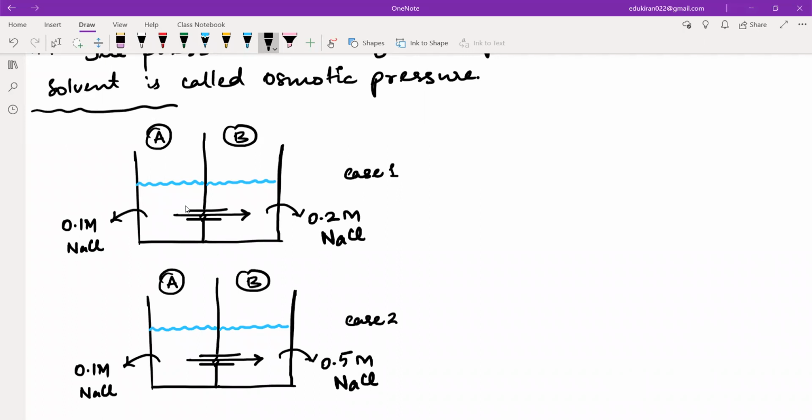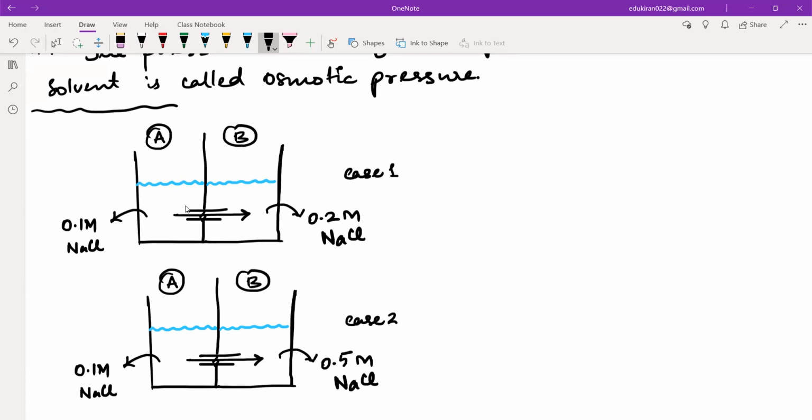Yes, Samira, tell me. No idea? No, sir. Okay. Anyone else? Hishma, what do you think? In which case will the flow be more rapid? Case 1 or case 2? Case 2. Okay, you think case 2. Khalil, what do you think? It's case 2, right? Obviously, because the difference in concentration is higher, that means the difference in vapor pressure will also be higher.